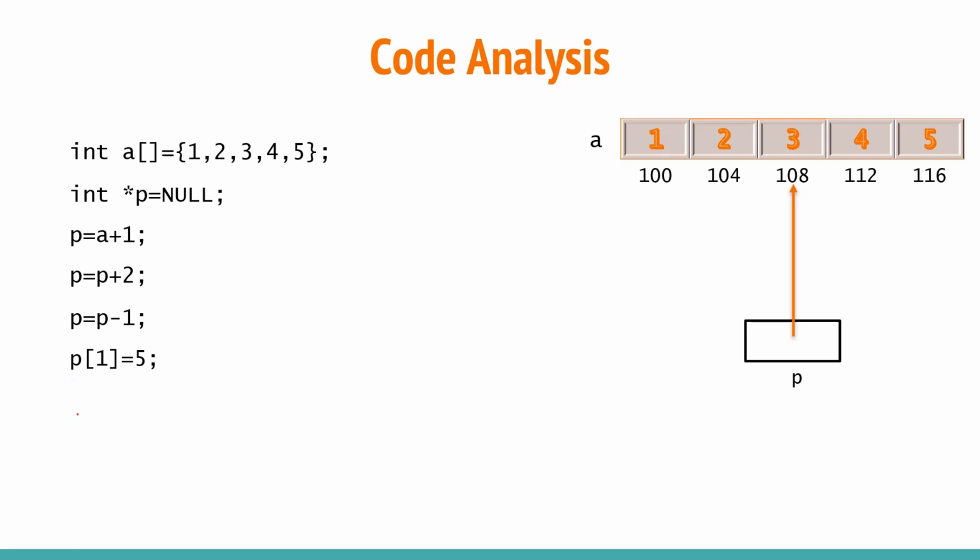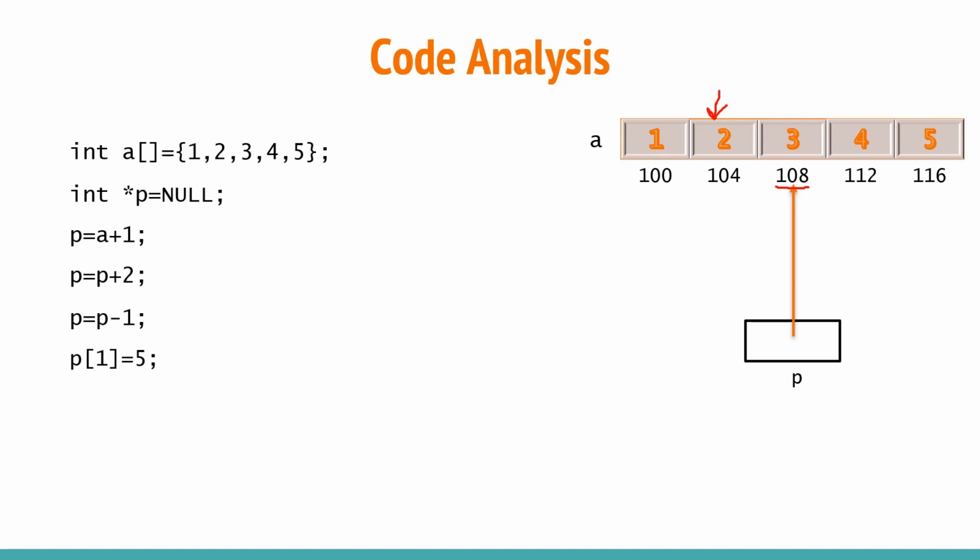The next point is very important. What if I write p of 1 equal to 5? What is the meaning of this? Here you can notice, instead of using star, I have used the square brackets or index notation. Now you might ask, what is the meaning of 1? Does it refer to the element 2? Let us see. Currently p is pointing to 108. So according to p, the base address of this array is 108.